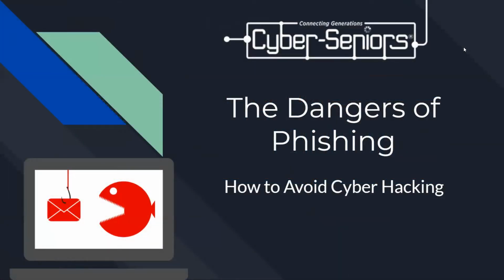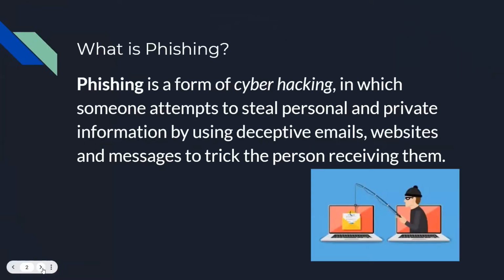Today we're going to be talking about the dangers associated with the bad type of phishing, which is cyber hacking. Phishing is just another word for cyber hacking. So let's just get right into it. Let's start off by defining what phishing is. Well, it's a form of cyber hacking in which someone attempts to steal personal and private information by using deceptive emails, websites, and messages to trick the person receiving them.